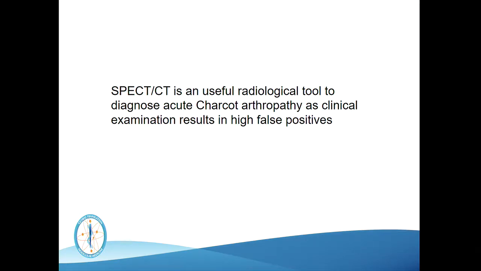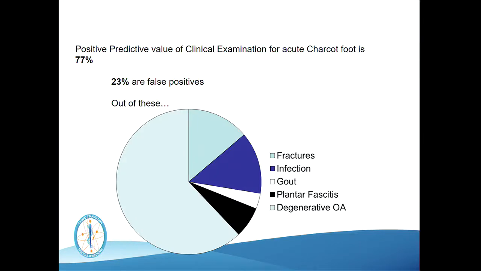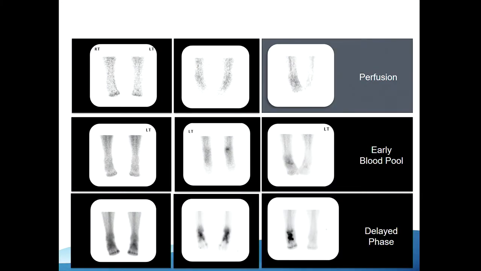But we find that the bone scan is very useful to look for acute Charcot arthropathy, because, as I was saying to you before, the clinical findings can be quite difficult, and if you're going from it as everybody's got Charcot until proven otherwise, you're going to end up having a lot of false positives, and those tend to be because of fractures, infection, gout and degenerative disease, as well as plantar fasciitis. And we're finding that using bone scans helps us to improve this. So this is what we're looking for.